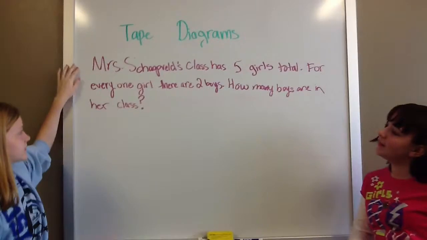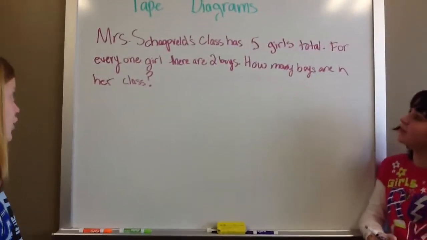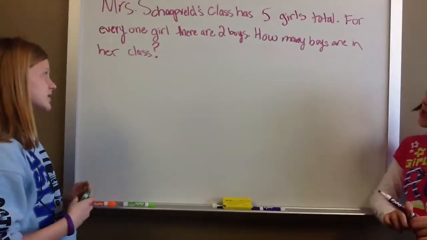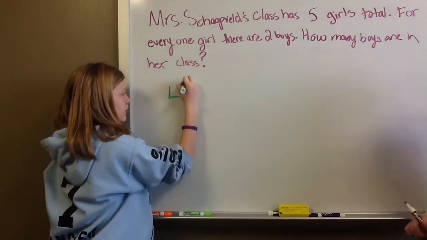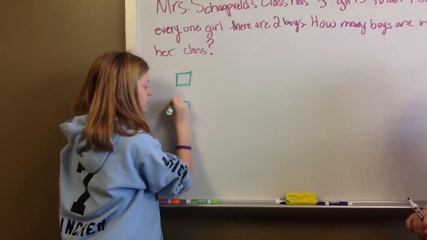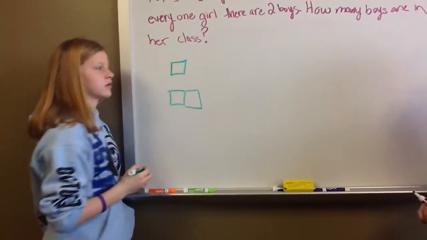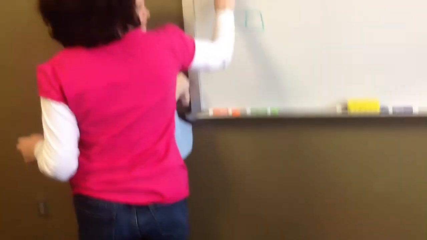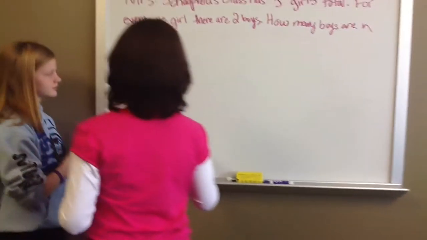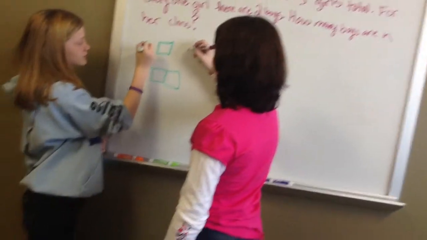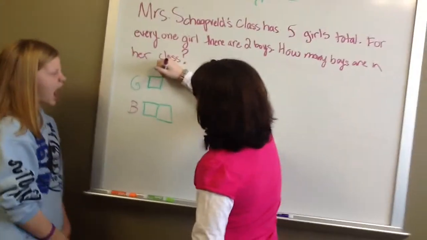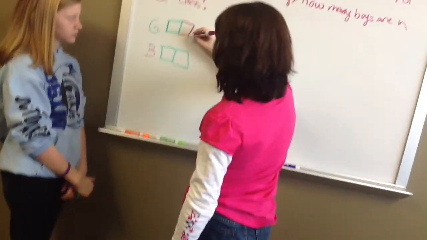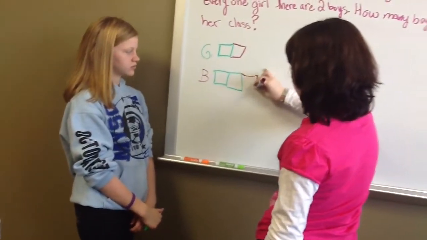Still tape diagrams. Mr. Stackhouse's class has 5 girls total. For every 1 girl, there are 2 boys. How many boys are in her class? So for every 1 girl, 2. So is that the ratio? Yes. Allison, do the next part. Okay. Then since there are 5 girls, you need to do 5 boxes. And if you do another one, you have to do 2 more.